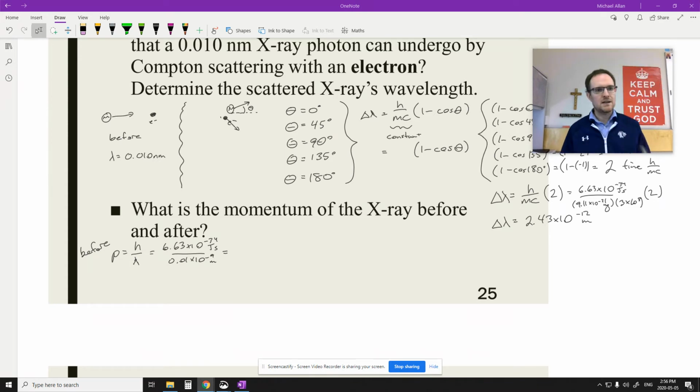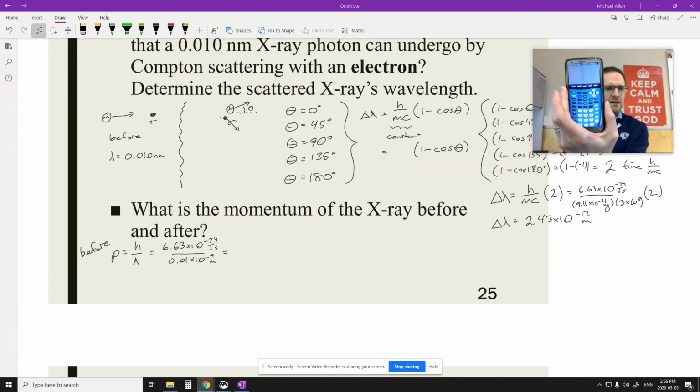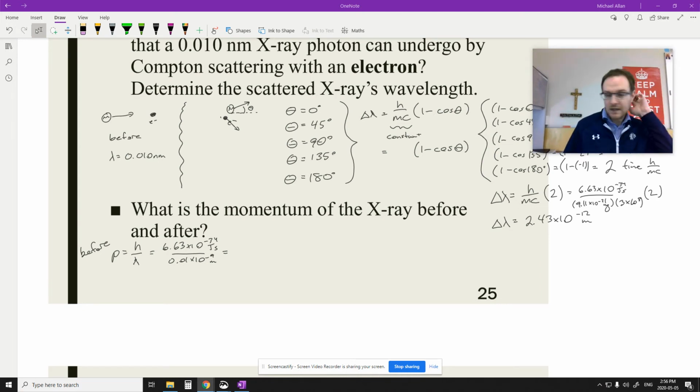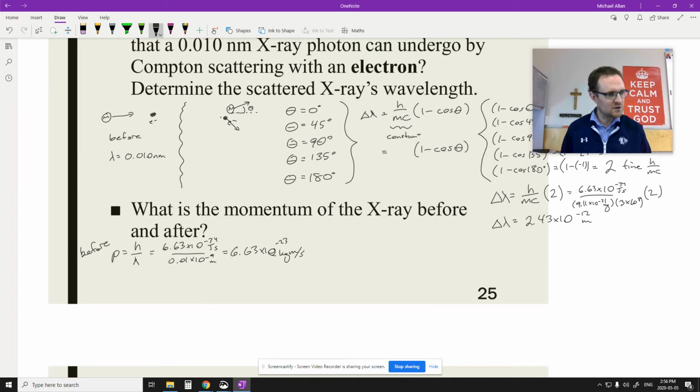This is pretty fun because I actually got a calculator on my phone now, because I don't have any TI-80. I don't have a TI-84 anymore, so I can use that. So, yeah, we get 6.63 times 10 to the negative 23 kilogram meters per second. So it's still momentum, so we still have to use those units.